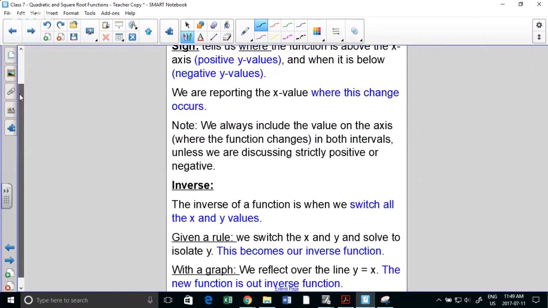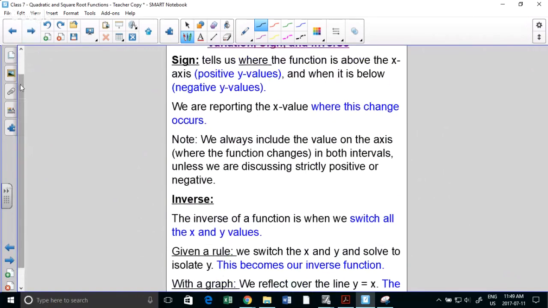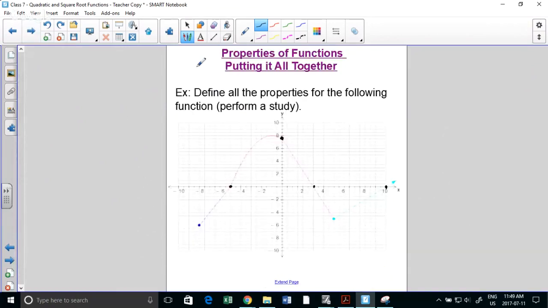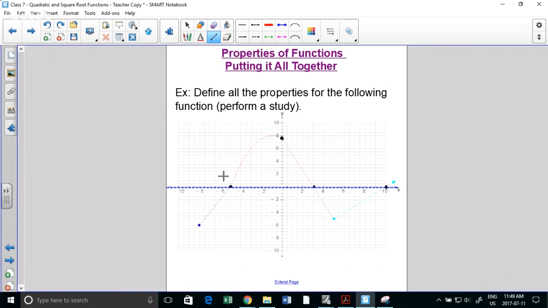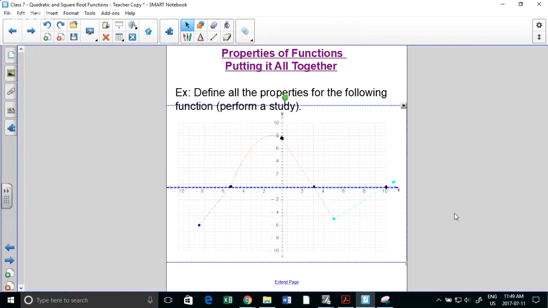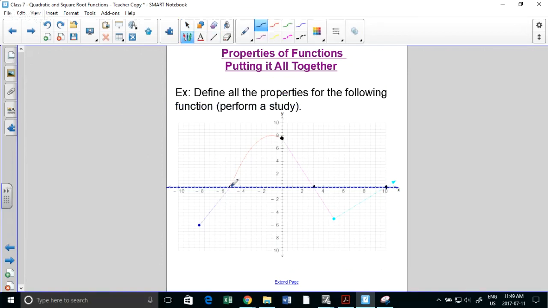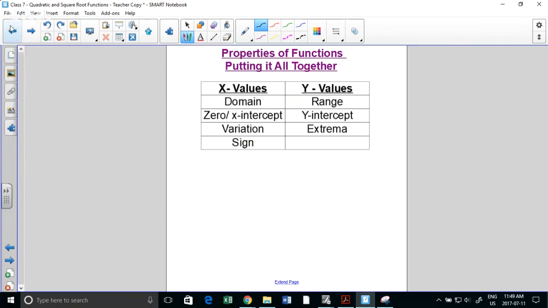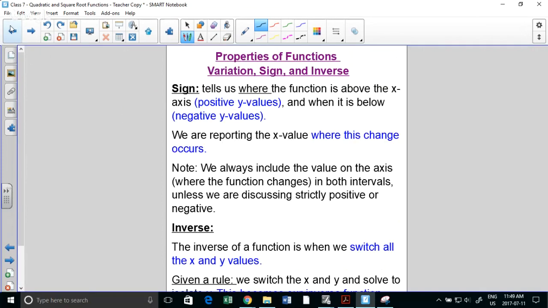The sign. Sign tells us where the function is above the x-axis and when it is below. So essentially, you are scanning here to see when it is above and when it is below, because this is positive, this is negative. So you're just saying, okay, it's below up until here, it's above up until here, then it's below until here, then it's above again. So that's positive, negative, above and below.